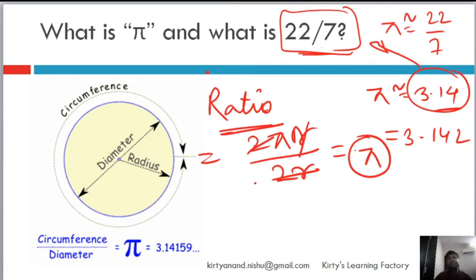And that ratio is pi. And then pi is an infinite decimal. This is the actual value, see, 3.1415999, and it can go on. You can Google it also. And this is a non-recurring infinite decimal.